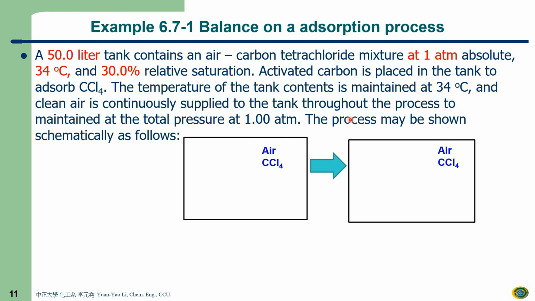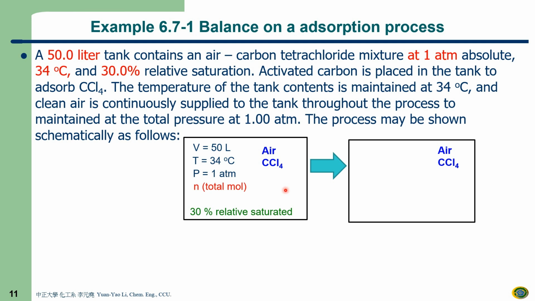Okay, so the process may be shown schematically like this. In the very beginning, we have a volume which is 50 liters. The temperature is 34 Celsius, and the pressure is 1 atm. And then it is 30% relatively saturated. So you have 30% saturation of carbon tetrachloride in this system.